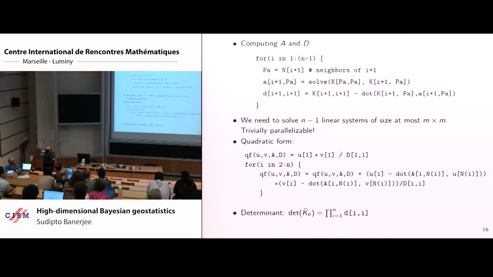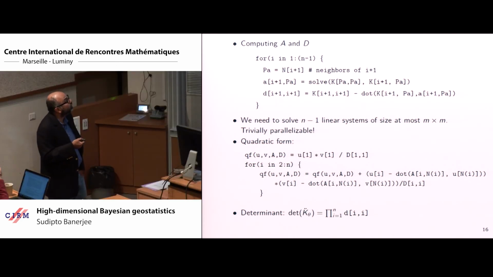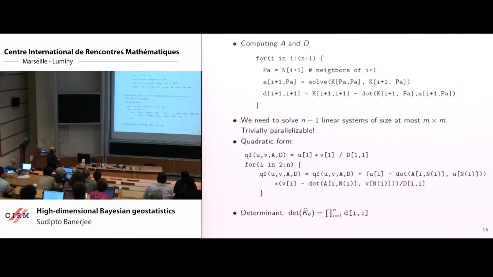Well, for each i, you take the parent set, form the parent set, that will be the neighbors. You solve m by m. If you have m neighbors, let's say m is 10, 15 or something, you just solve a 15 by 15 or 10 by 10 matrix equation here, a linear equation, and then you simply do a dot product, which is essentially calculating the Schur complement and gets the conditional variance for the diagonal D. So we need to solve n minus 1 linear systems, but each is of size at most m by m.